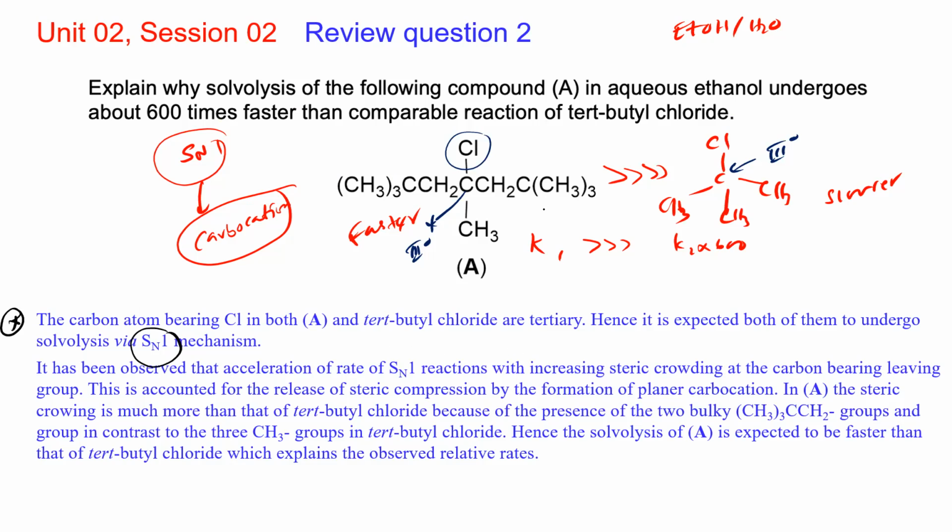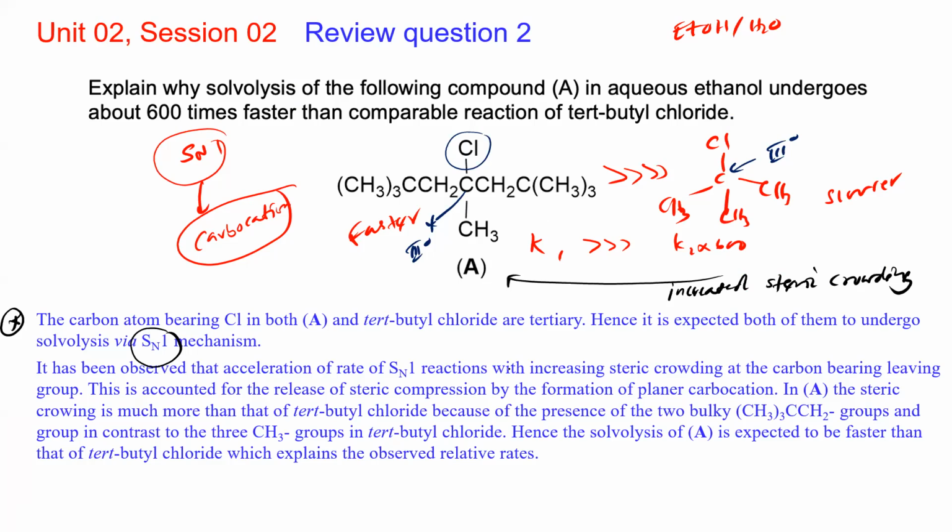So what they're saying is, if you compare the tertiary butyl group and this compound A, when you go from tertiary butyl chloride to compound A, you have increased the steric crowding. This A has much bigger groups. But when you increase the steric crowding, they say the rate has gone up. Why is that the case? That is what we're trying to address here.